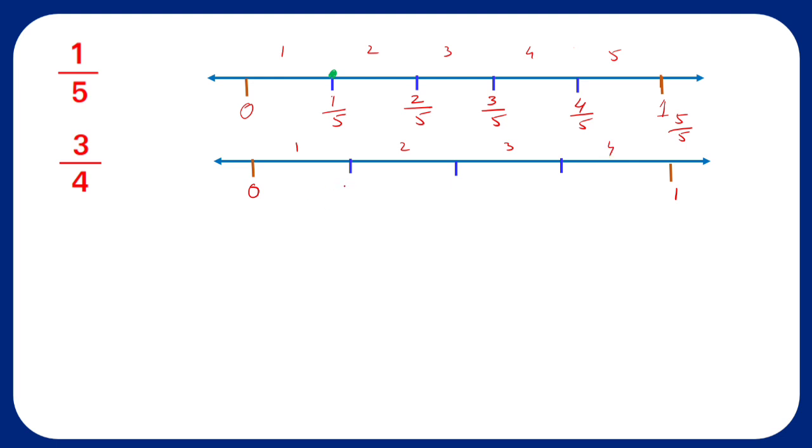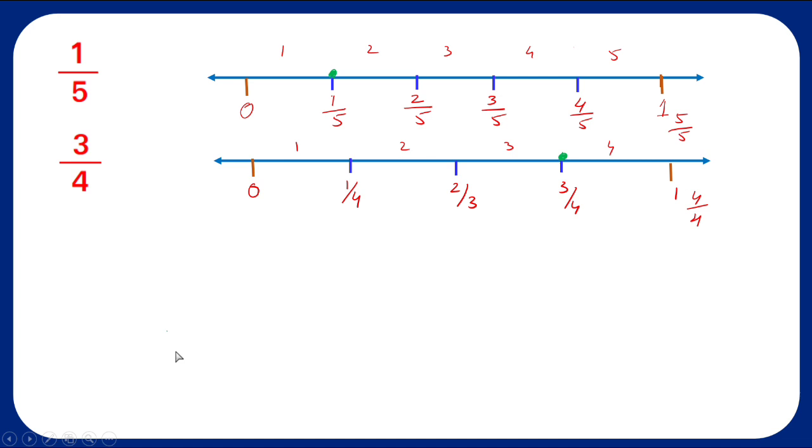So this first one is represented as 1/4. This is 2/4. This is 3/4. And this is 4/4, which is 1, because 4 divided by 4 gives you 1. And now, since you have to mark the point 3/4, 3/4 is marked here.